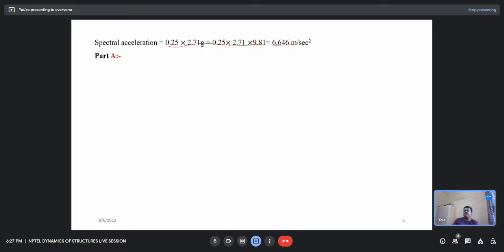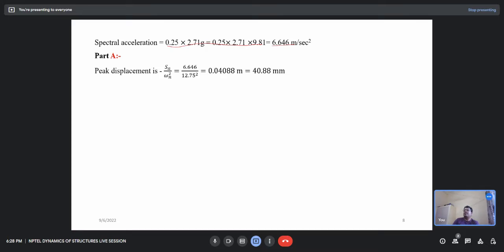For part A, we have to find the peak displacement. Can you find the displacement if you have the spectral acceleration? How to find the peak displacement? That is A divided by omega n square. Yes, A divided by omega n square. That comes out to be around 40.88 mm. That is our peak displacement.